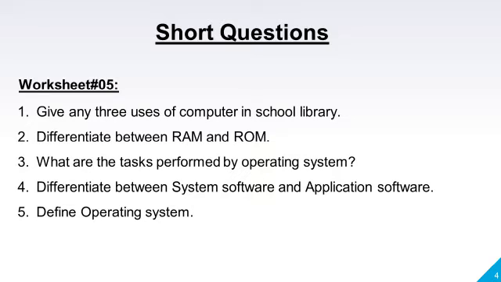Now our next question is define operating system. What basically is operating system? It is a system software that is responsible for the management and coordination of all the activities performed by the computer. Operating system is basically the interface between the computer user and the computer. If there is no operating system, the computer user will not be able to know how to use the computer easily.